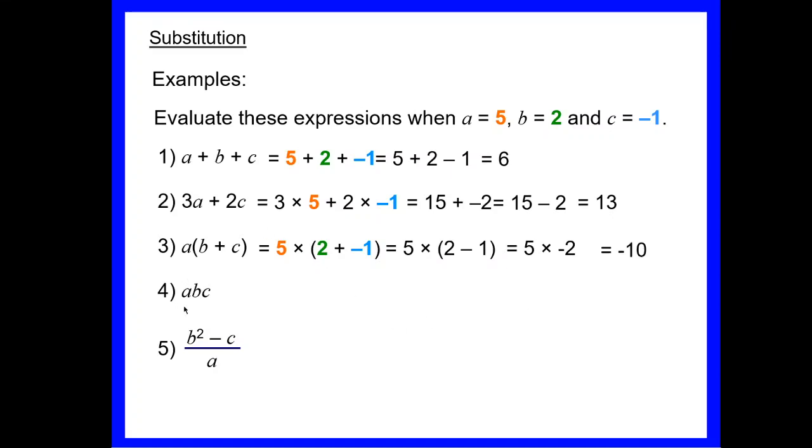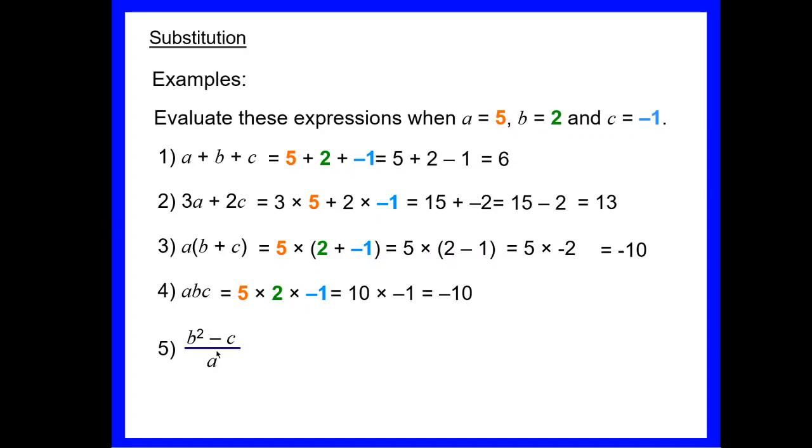Our next one then. So A, B, C. So no symbols at all, so they must be multiplied. So it must be A times B times C. So we're going to have to put these multiplications back in with our numbers. So we get 5 times 2 times -1. Because they're all multiplication, it doesn't matter which order we do it in. So we can work from left to right as long as all these symbols are the same. So 5 times 2 is 10. 10 times -1 is also -10.